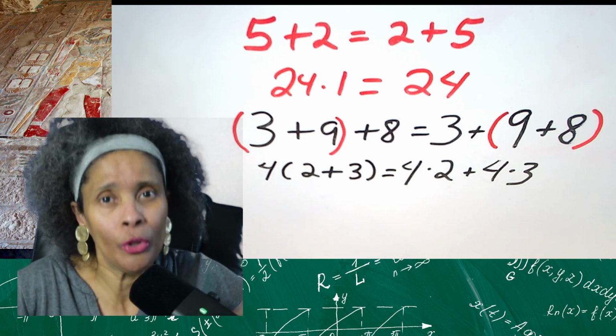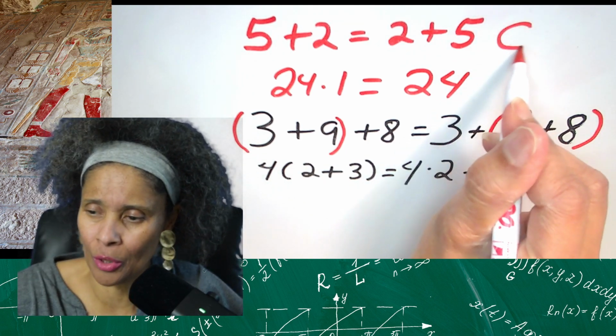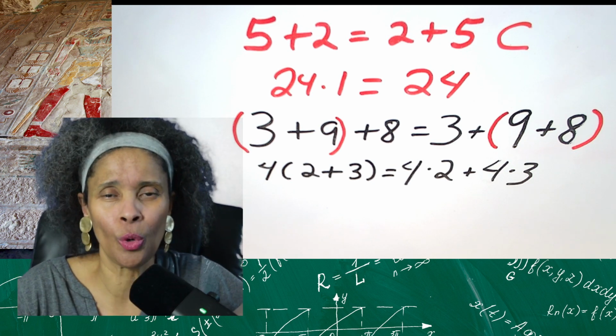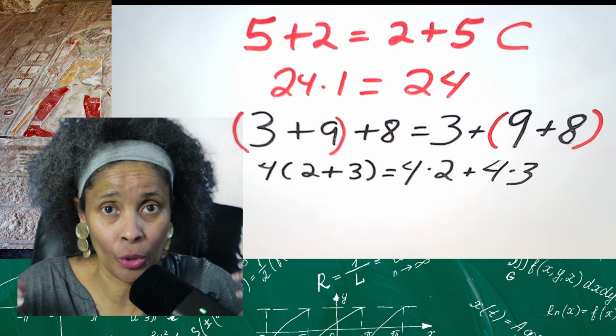Well, that's the commutative property, if you haven't guessed. I'll put a C here for commutative. That has to do with order, right? Whenever you're ordering something in a different way, that has to do with the commutative property.